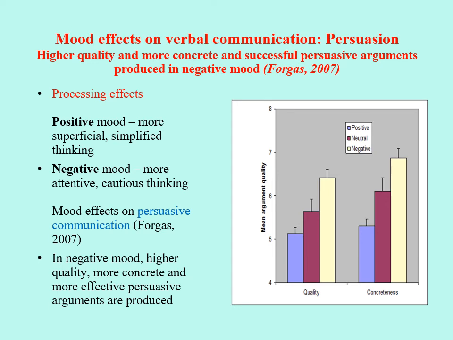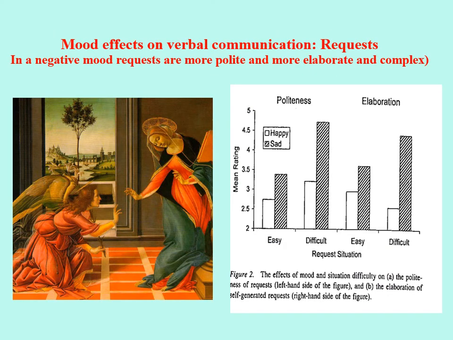And furthermore, the persuasive arguments produced in a negative mood also turned out to be more efficient and more effective in changing attitudes, as you can see in the figure on the right-hand side. In another similar experiment, we used manipulated mood to see how it influences the way people make requests. Making a verbal request is a tricky kind of verbal communication because you cannot be sure that your request will be successful. We again asked happy or sad participants to formulate requests in situations that were easy or difficult.